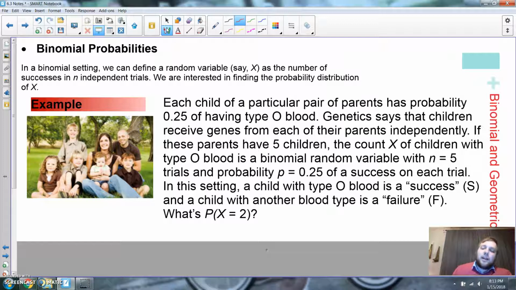Here's a situation of a binomial distribution. Each child of a particular pair of parents has a probability of 25% of having type O blood. This is due to those crisscrossy things.